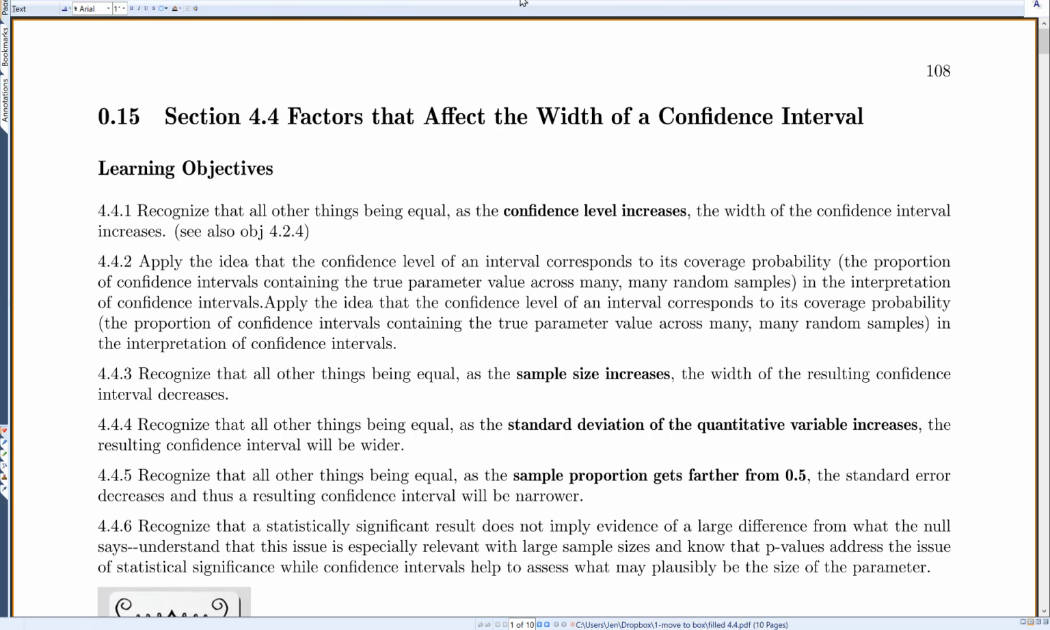Okay, this is section 4.4. We have been learning how to do confidence intervals. Now we're just going to learn about them a little bit deeper. We're going to learn about factors that affect the width of the confidence interval and also talk again about what the confidence level means.